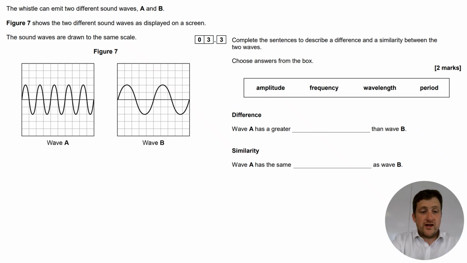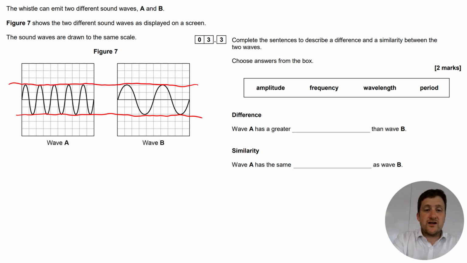If we look at wave A and wave B, without even looking at the question, what is different? Well, if we draw a line across, the bottom of the wave and the top of the wave is exactly the same height. Okay? That height there and that height there is exactly the same, and that's what we call amplitude. So we already know they have the same amplitude. So what is actually different? Well, get rid of those lines for a second.